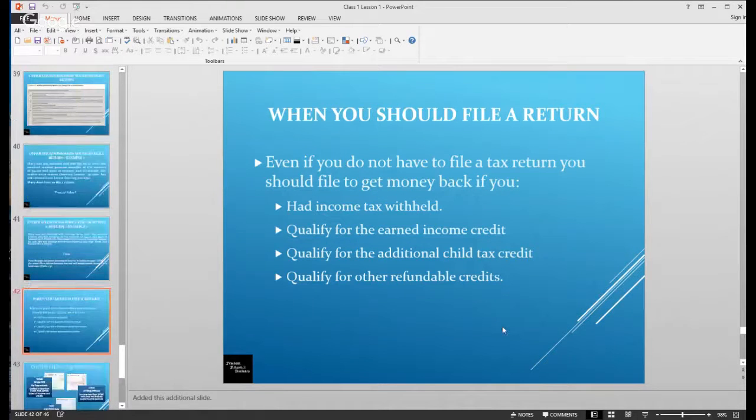However, if you don't have to file a return, there are instances when you should file a return. Even if you do not have to file, you may want to file if you had any income tax withheld, or if you qualify for the earned income credit, or additional child tax credit or any other refundable credits. In that instance, you would want to file a return.